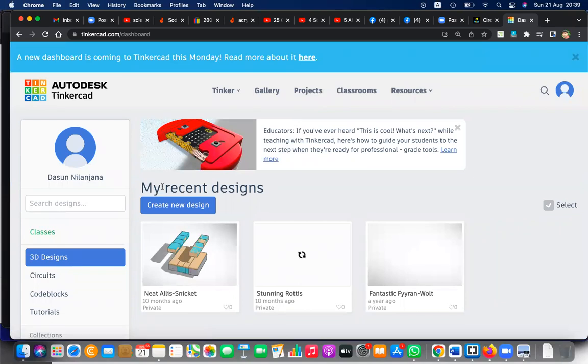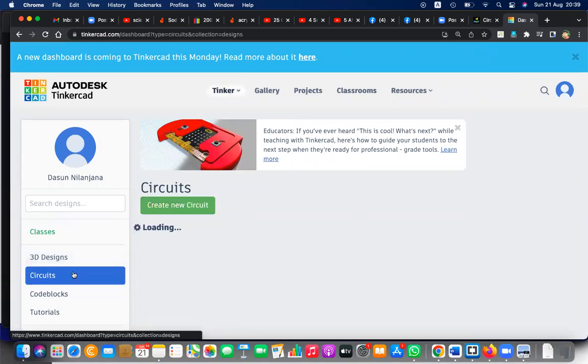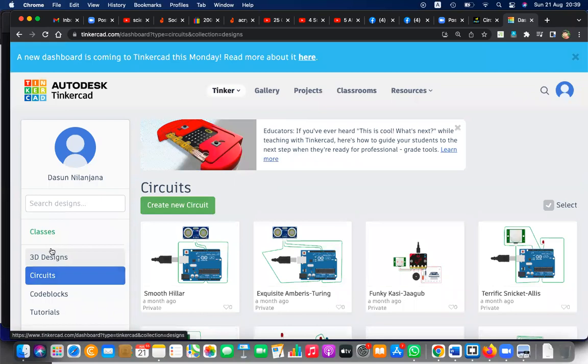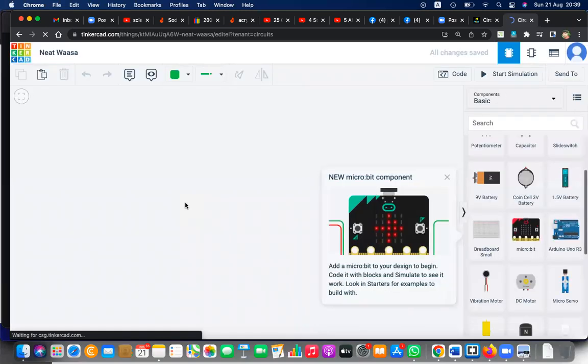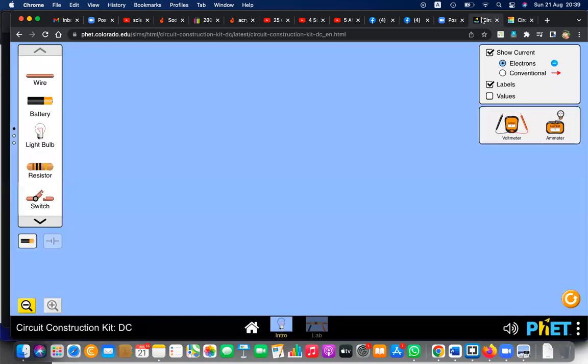So then you will get this. There you have to go to the circuit part. Not 3D design, there's something called circuits. Under circuits, you can create a new circuit, which is this green color button. Okay, let's do the basic experiments first. Okay, the easiest thing.